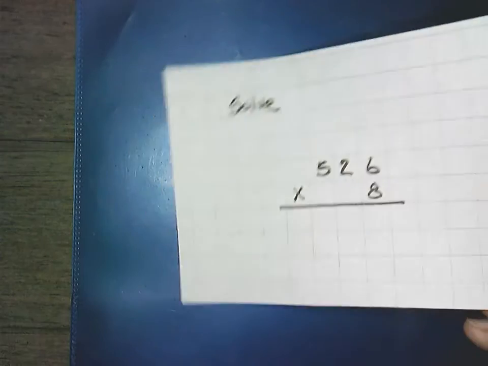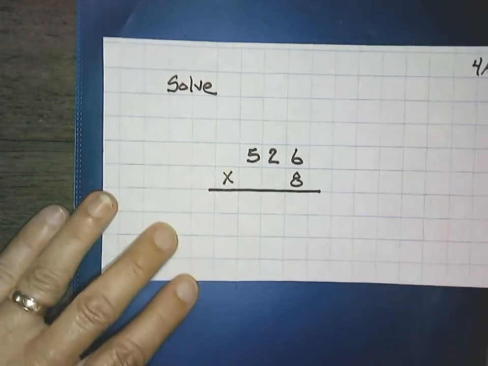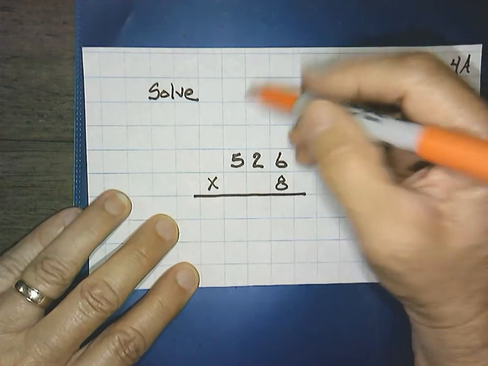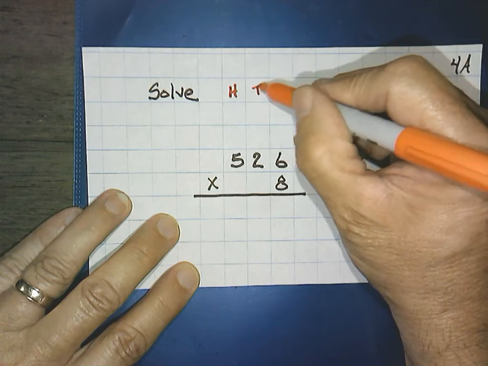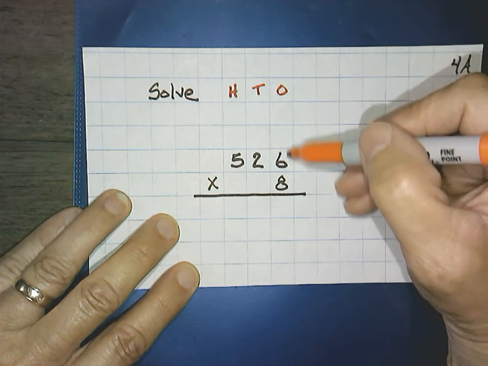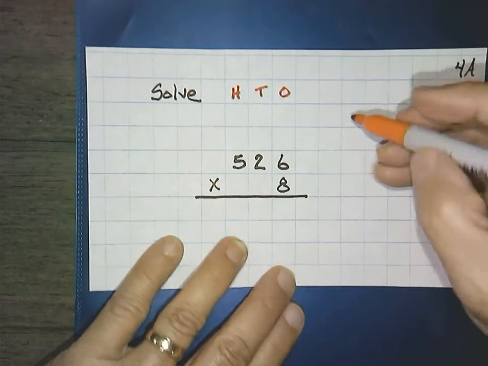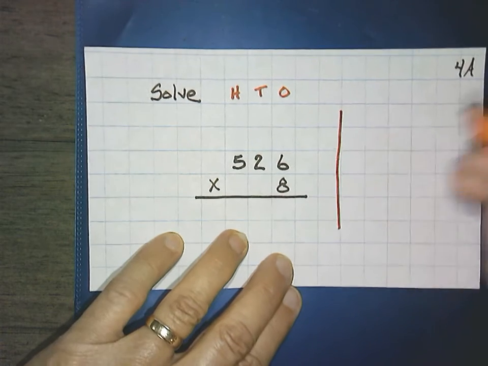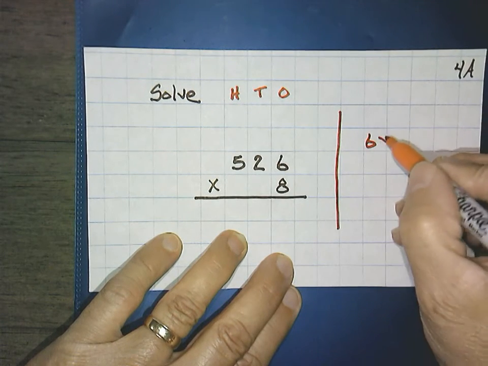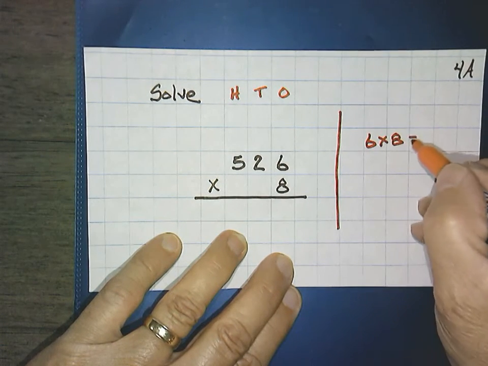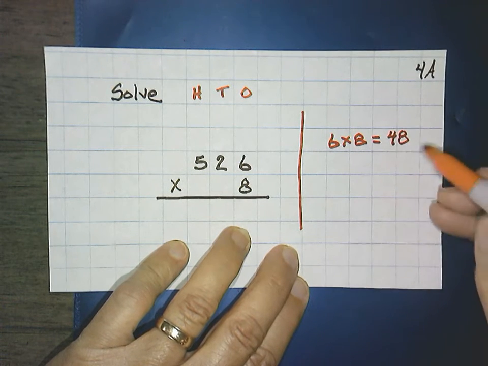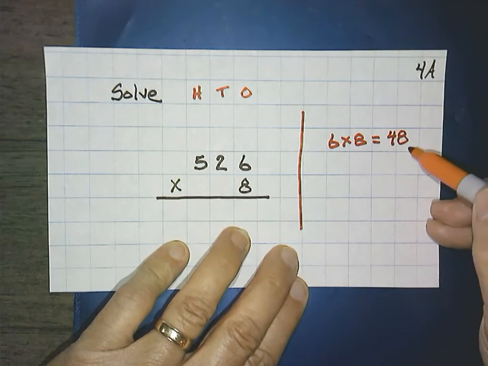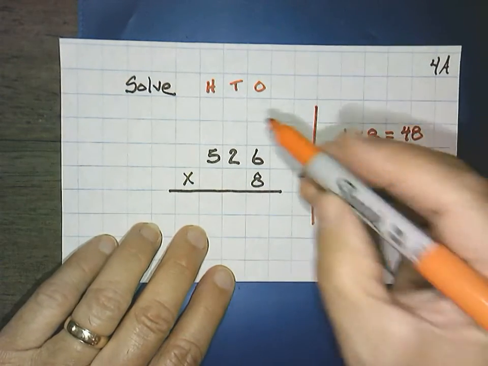Just 2 more. Let's just go up to a 3-digit problem. Remember, with 3 digits, we are using hundreds, tens, and ones. We're going to start with our ones, 6 times 8. And for time's sake, 6 times 8 is 48. Notice that 48 is a 2-digit answer, so I'm going to have to regroup.